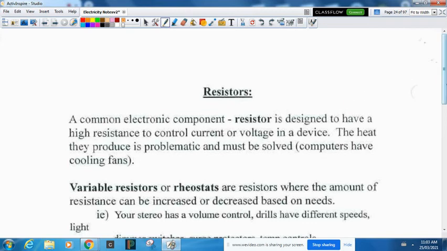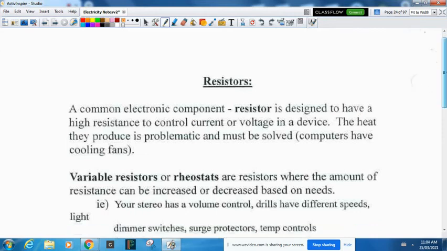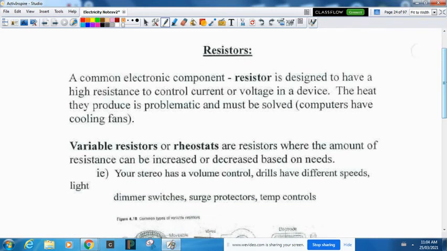A common electrical component, resistors are designed to have a high resistance to control current or voltage in a device. Now, they change the energy into heat. Okay, and so this is problematic, especially for electronic devices. You want to find a way to get rid of that heat. So that's why computers have cooling fans, so they can do that. And that's why they also have fins on them so they can dissipate heat better.